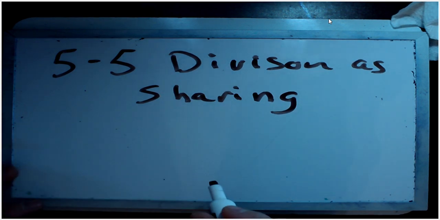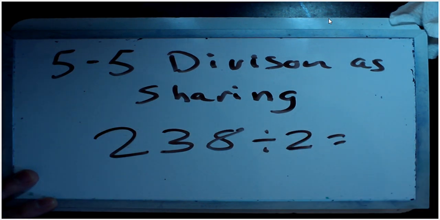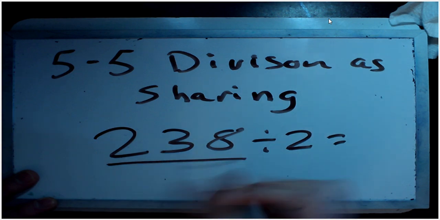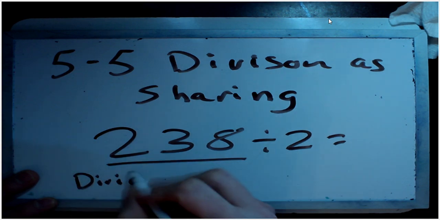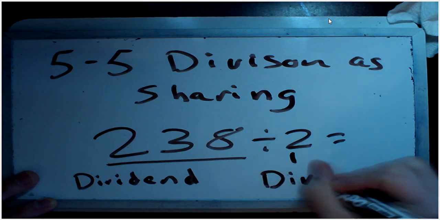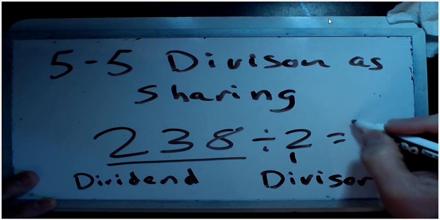So first, let's look at a review of some key concepts and vocabulary. If we had the problem 238 divided by 2, we have to understand which number is the divisor and which number is the dividend. The larger number is always going to be the dividend. This is the number that we are splitting equally into groups. And the divisor, the smaller number, is the number of groups that we are going to have. And the last concept you need to know is the answer is called the quotient.